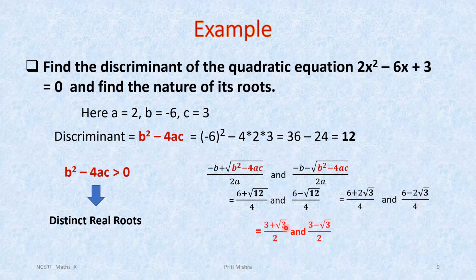So finally, after taking 2 as common in the numerator, the final roots are 3 plus root 3 by 2 and 3 minus root 3 by 2. These are two distinct real roots of this given equation. With the help of quadratic formula, we found out these roots.